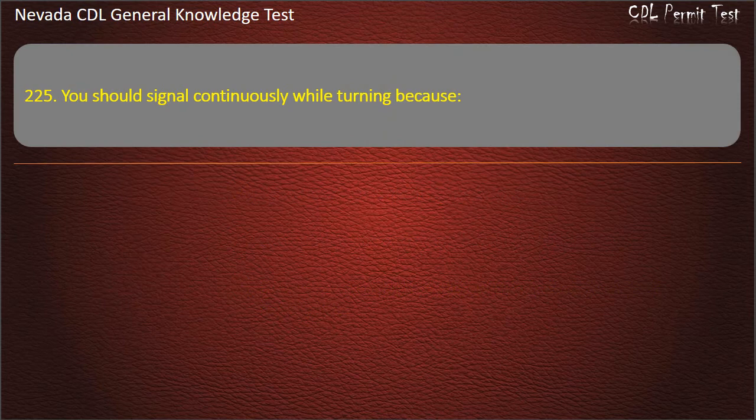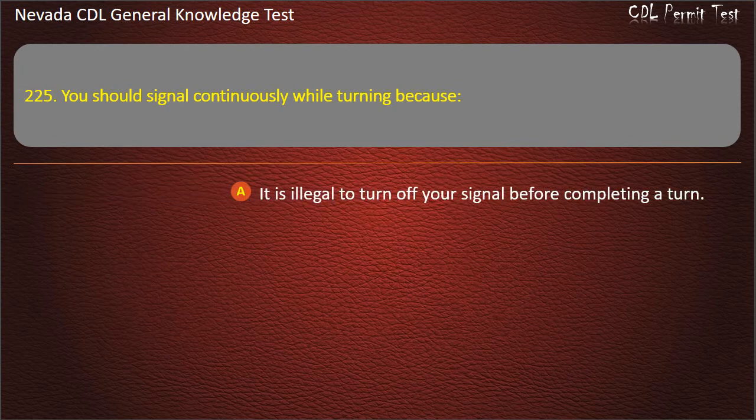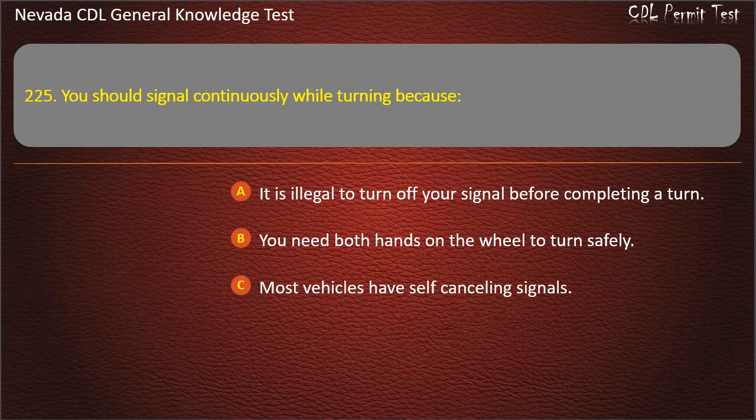Question 225. You should signal continuously while turning because it is illegal to turn off your signal before completing a turn. You need both hands on the wheel to turn safely. Most vehicles have self-canceling signals. Answer. It is illegal to turn off your signal before completing a turn.